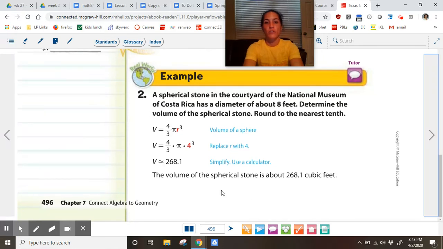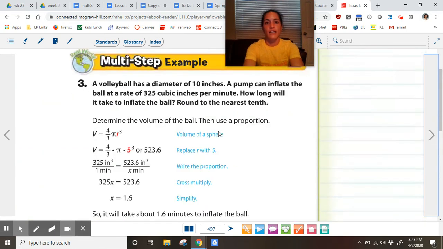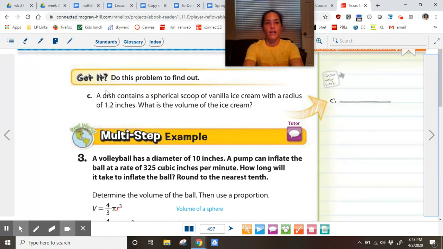And here is a real world example where it's talking about a spherical stone. So you can read that one. Next page at the top, we have a dish that contains a spherical scoop of ice cream with a given radius. What's the volume? Okay, that one you can do on your own.